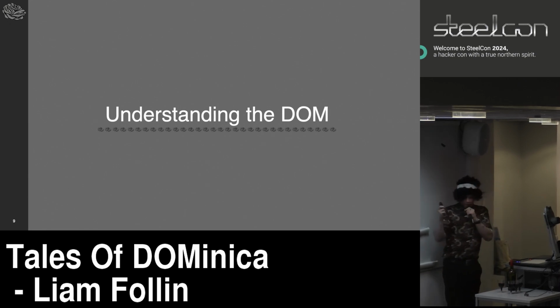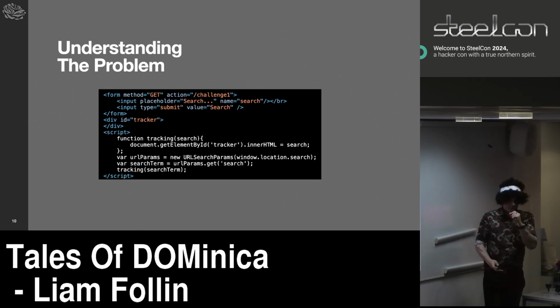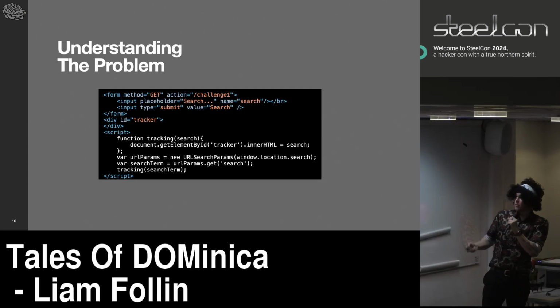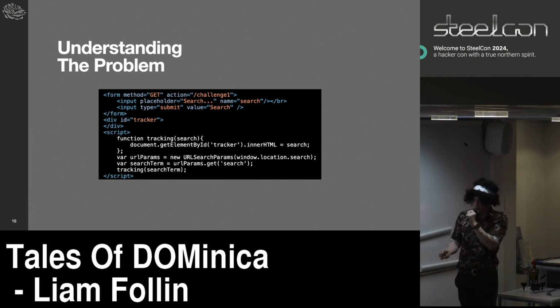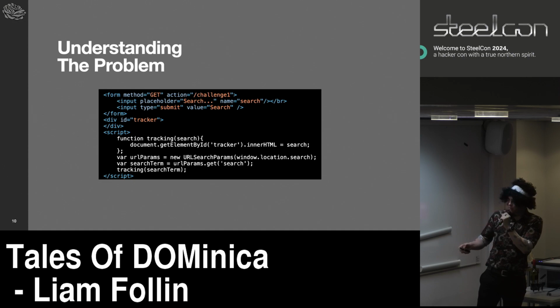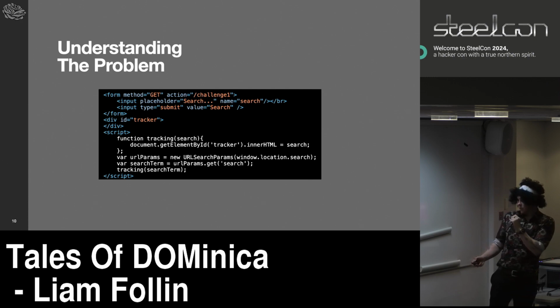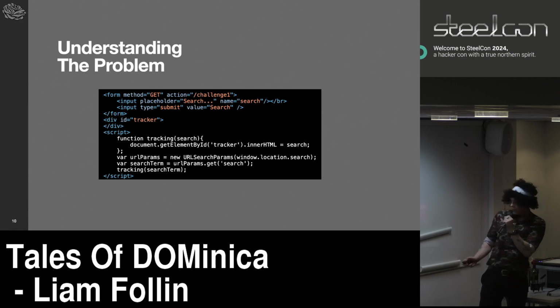Let's have a look at a very obvious example of this. Don't worry, this isn't a code-along. I don't want anybody falling asleep in the audience. So, we have a form, its method is GET, action is challenge 1, right? It posts to some challenges. There are some labs for this, so you do have homework, unfortunately. We've got a script. All that does is define a function called tracking, which sets the innerHTML of an element with the ID tracking, so this element here, to search.